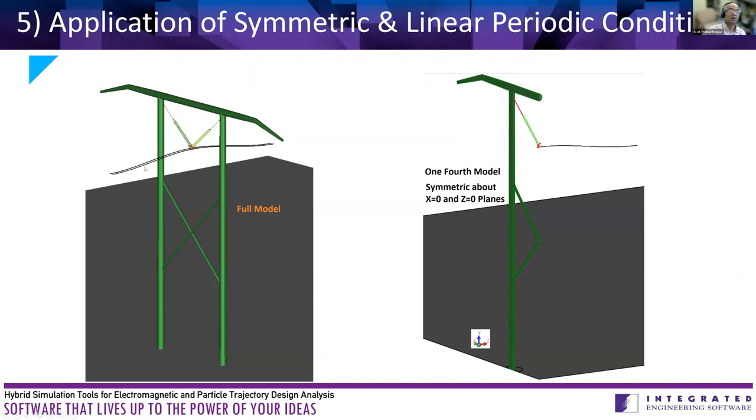Here on the left side, you see a full model. On the right side, I applied two planes of symmetry, x equals 0 and z equals 0. Then I cut the model into 1/4. So this symmetric model will take 1/16 of the time of the full model. So you can solve the problems very fast.